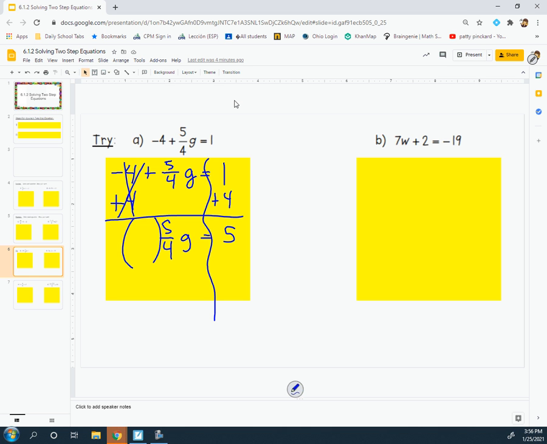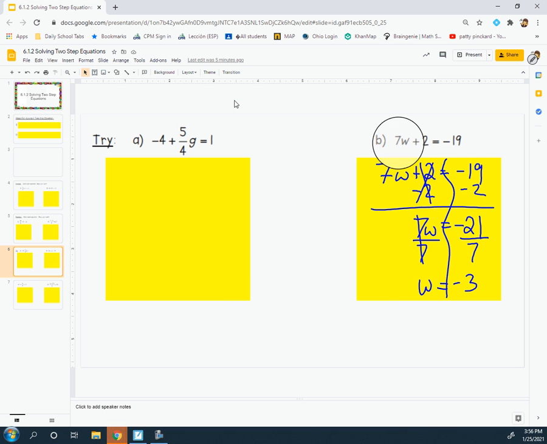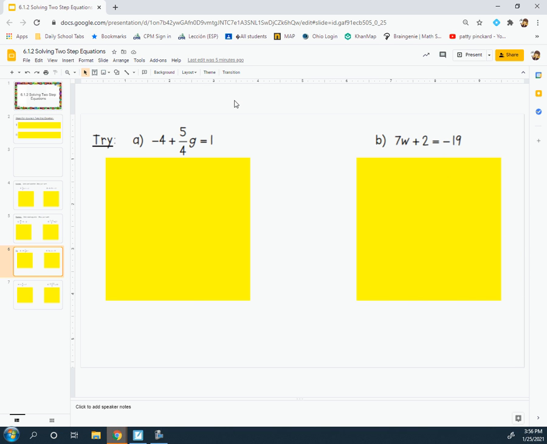Remember, I multiply by the reciprocal. So I get g equals 5 times 4 is 20, divided by 5 is going to give me 4. Okay? So for b, I have 7w plus 2 equals negative 19. Subtract 2 from both sides. I get 7w equals negative 21. Divide by 7. I get w equals negative 3. Okay, so again, as you're working through these, you should pause the video, try it on your own first, and then watch the video to double check your answer.